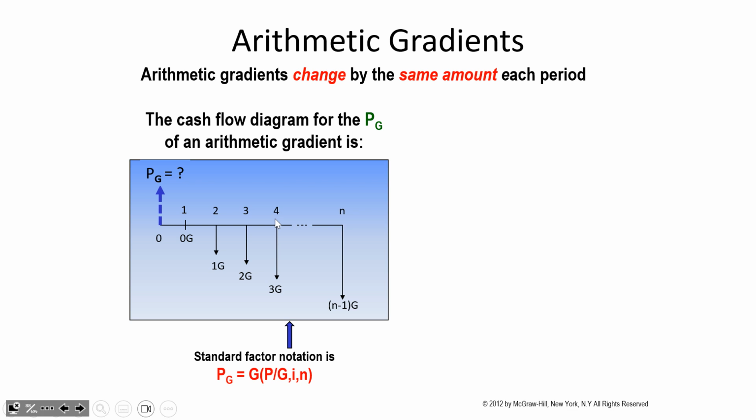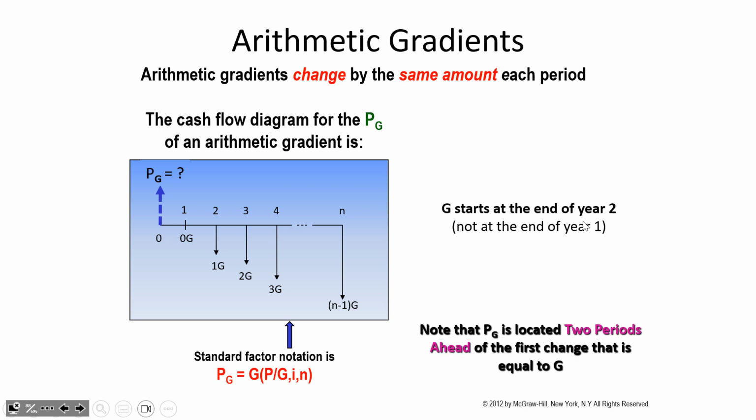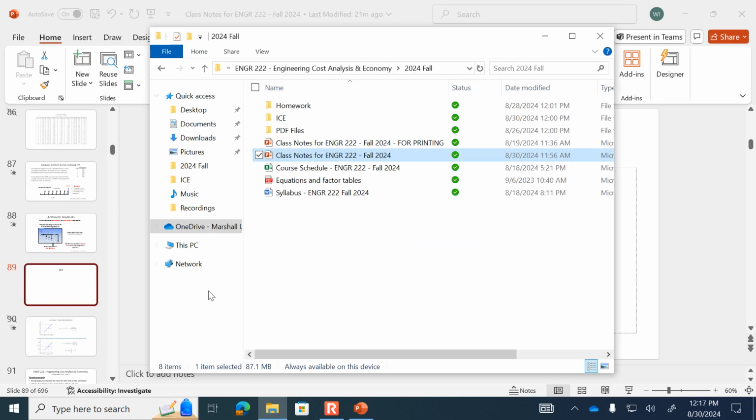All right, so back to gradients. This is find P given G. It's the same kind of G starting in year 2. So the key thing that never ceases to cause mischief is that in an annual series, the A begins in year 1, but in a gradient, the G begins in year 2. So we'll get some practice with that just to drill it into your mind and get you accustomed to the convention. All right, let me pull up the in-class exercise and I'll hand it out.